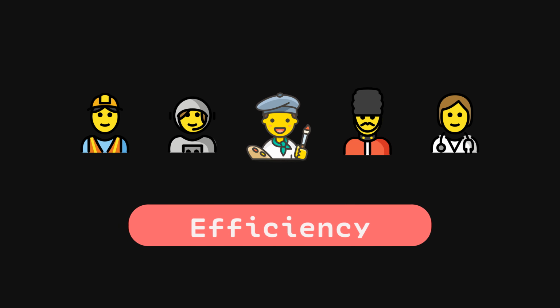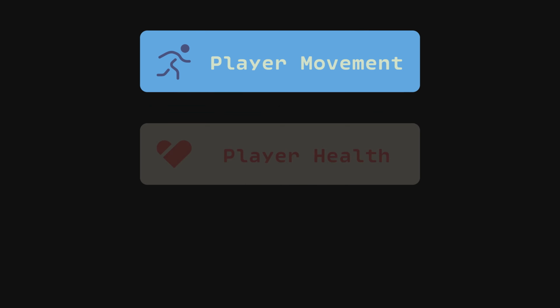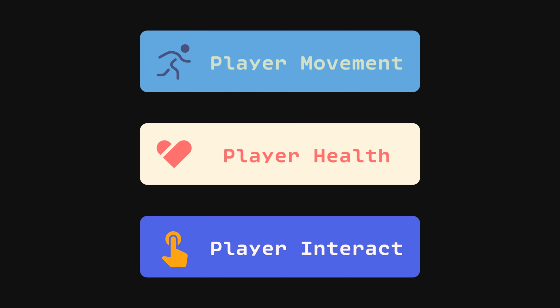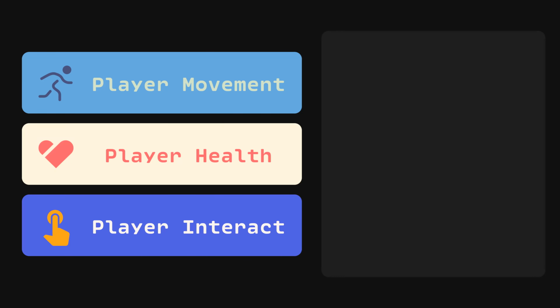Let's consider an example. A monolithic player controller class that handles everything from player movement to health management to interacting with objects. By adhering to SRP, we split the responsibilities into separate classes: player movement, player health, and player interaction. Each class now has a single responsibility, which has its share of advantages.